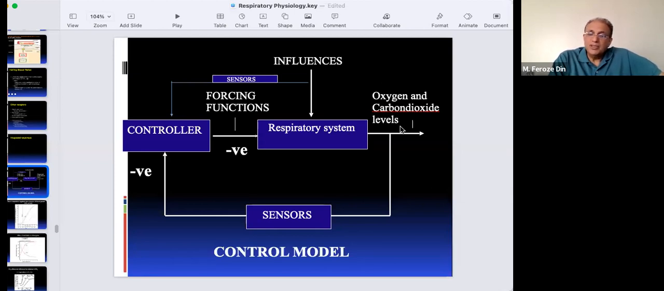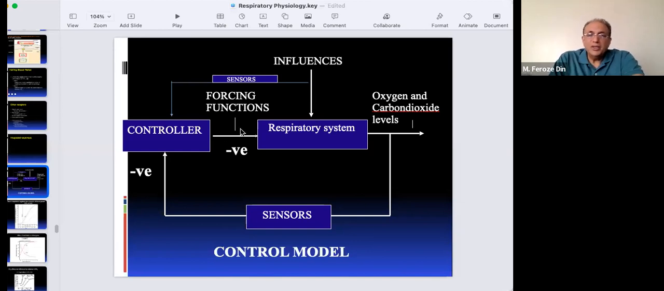The levels of oxygen and carbon dioxide and pH are detected by sensors. We said the sensors are peripheral or central, and that information goes back to our controller. We looked at the medulla, lower pons and upper pons, and the controller can then influence the respiratory system either by hyperventilating or hypoventilating as necessary. And this is a classic feedback mechanism, which is very tightly controlled. Our respiratory system does not allow oxygen to fall or carbon dioxide to rise in health.